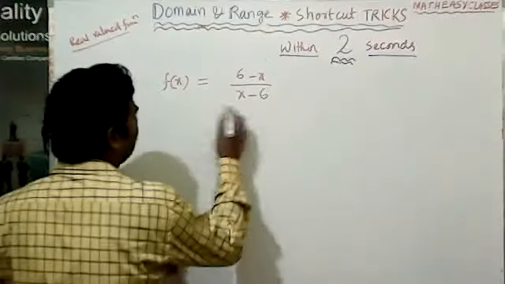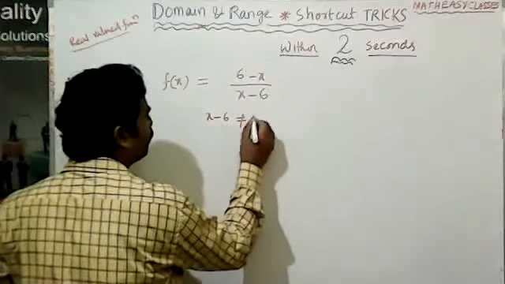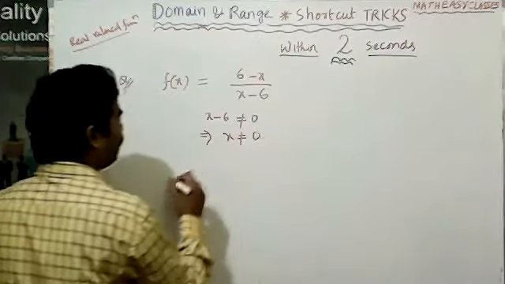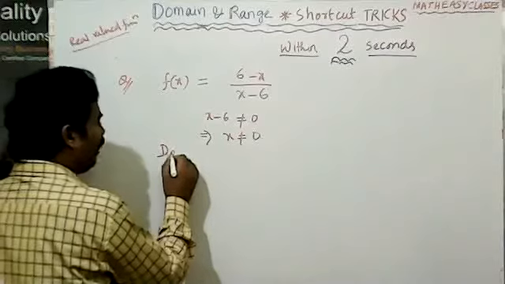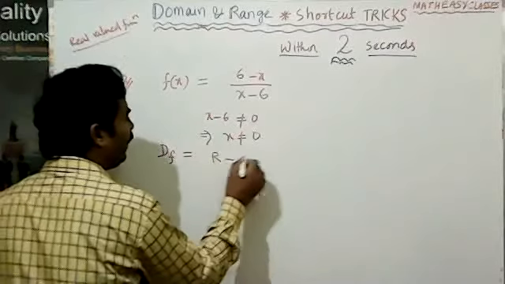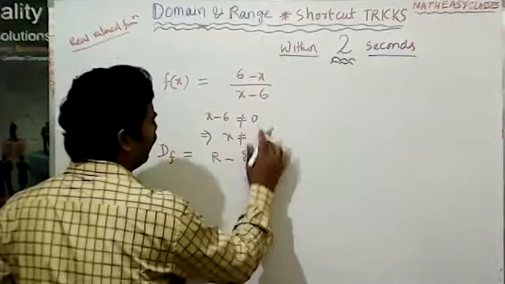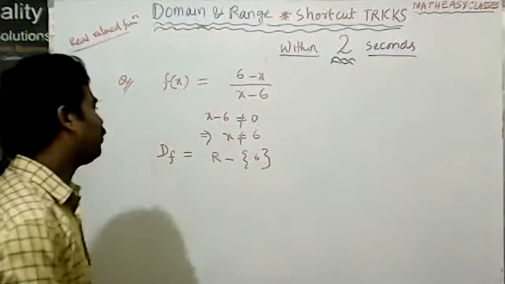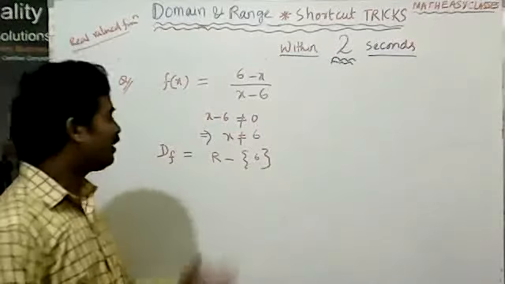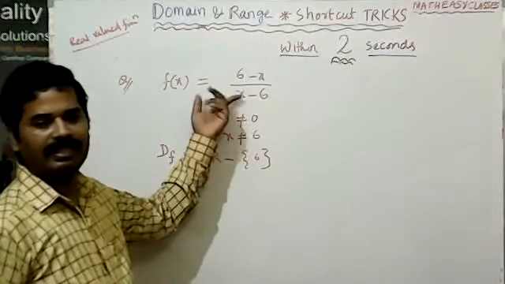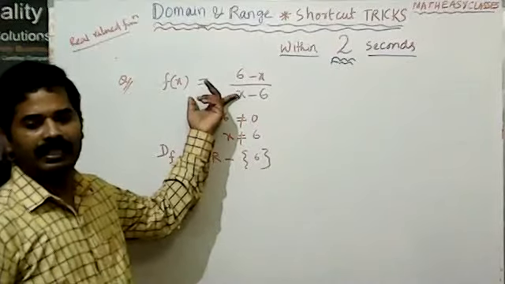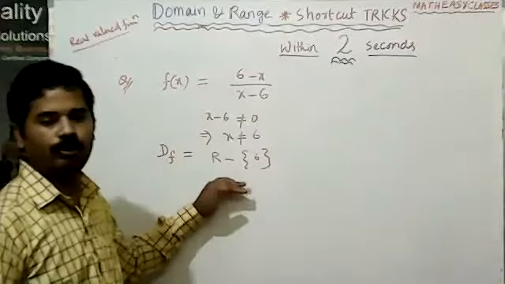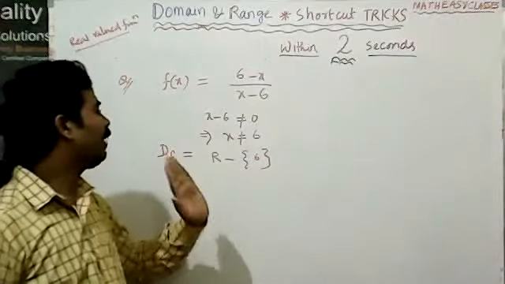So first of all, here x minus 6 does not equal 0, that means x is not equal to 6. That's why the domain of the function is real minus {6}. Domain is real minus {6}. Means x cannot be 6, because then the denominator becomes 0, and division is not possible. So that's why, leaving this out, we subtract 6 from the reals.